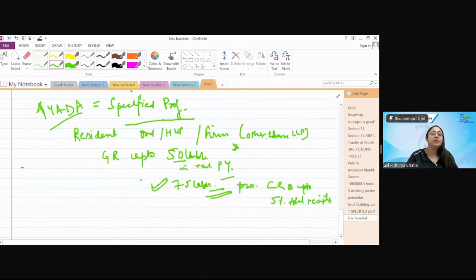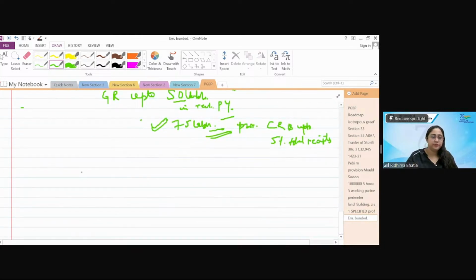And यहाँ पे presumptive profit is directly 50%. Presumptive profit, that is the final profit of business income, is directly 50%. So if you have 50 lakhs received, 25 lakhs is your profit. If you have, say, 60 lakhs received, 30 lakhs is your profit. Can higher profit be shown? Yes, no problem.